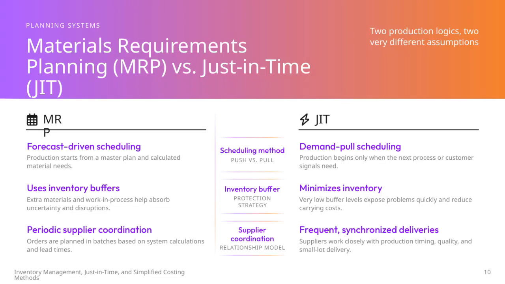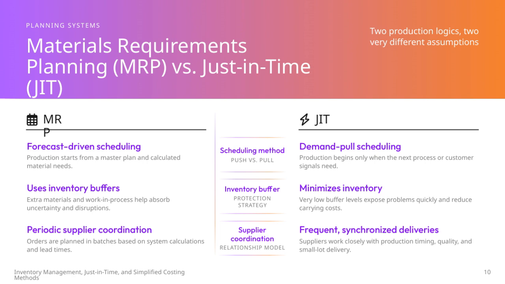Here, we're comparing two fundamental planning systems, Materials Requirements Planning, or MRP, and Just-in-Time, known as JIT. These represent two very different production approaches based on distinct underlying assumptions. Starting with MRP, it's forecast-driven scheduling. Production is planned based on a master schedule, with material needs calculated in advance. This method uses a push system, meaning production is pushed forward according to the plan, regardless of immediate demand.